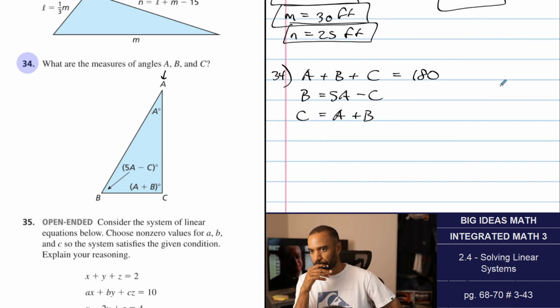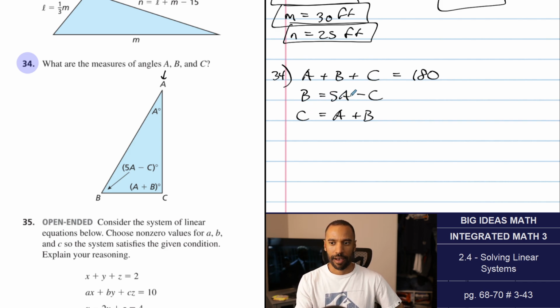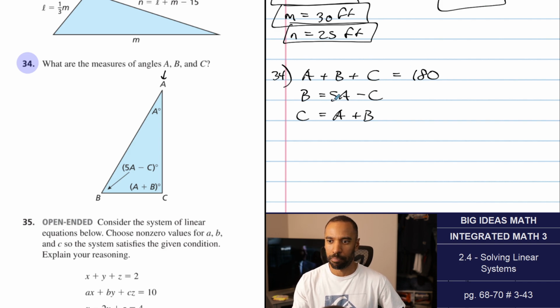We can probably do the same thing as before. Which one should I substitute? This almost would be self-referential here. Let's substitute 5A minus C in for B right here.